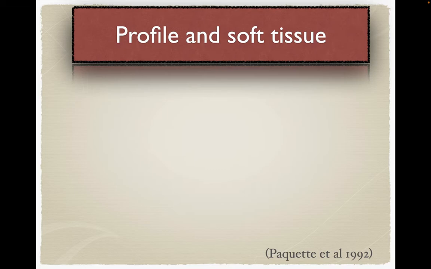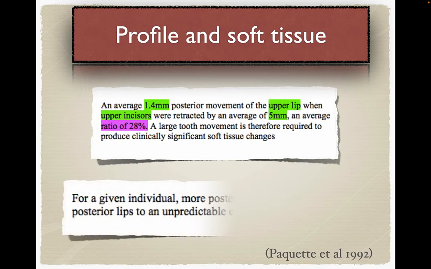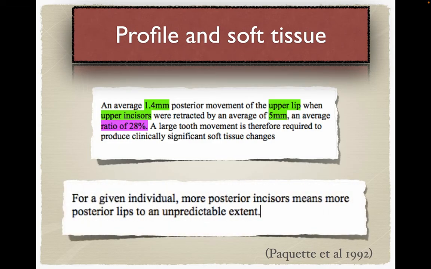So what about how much we plan now? If we're going to do planning, if we retract the incisor, how much retraction do we get? I like this paper by Baquet. He said, on average, if you retract by 1.4, you get 5 millimeter of retraction, which means 1/3 of the distance of retraction. So if you retract the upper incisors by 3 millimeter, the upper lip will move by 1 millimeter. Basically, the more you retract, the more you will get the retraction of the lips.